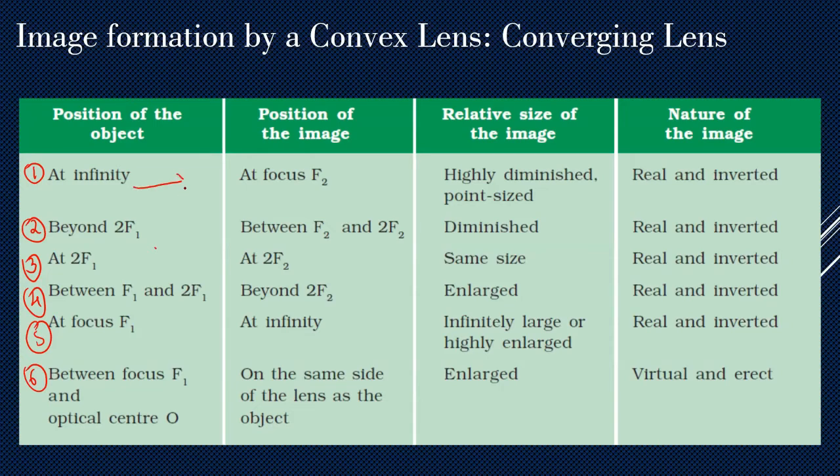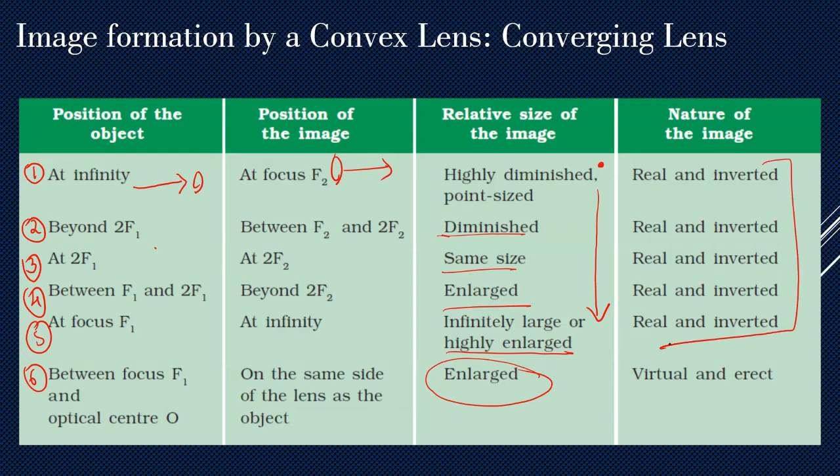As the object is moving towards the lens, the image is moving away from the lens. Size is increasing. Size has an increasing trend in this manner: highly diminished, diminished, same size, enlarged, highly enlarged. In this one it is a virtual image. So for the first 5 positions, we have real inverted images, and only the last one is going to give you an enlarged, virtual and erect image. That is when your object is between optical center and the first focus. First focus is always called the primary focus. The second focus f2 will be called the secondary focus, right?